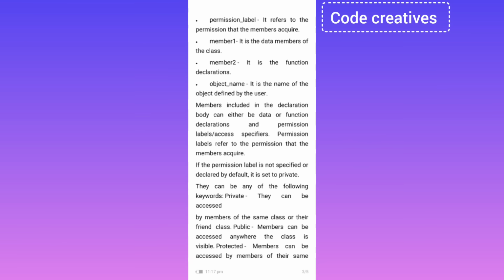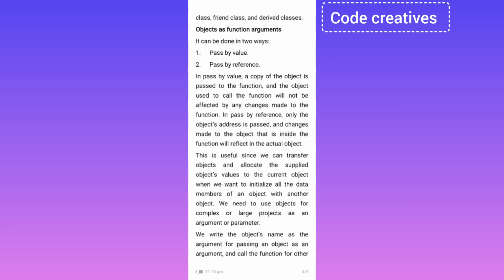So the members included in the declaration body can be either data or function declarations, and permission label, or access specifier, refers to the permission that the member requires. If the permission label is not specified or declared, by default it is private. They can be any of the following keywords: private, public, or protected. First, private members can be accessed by members of the same class or their friend class. Public members can be accessed anywhere the class is visible. And protected members can be accessed by members of the same class, friend classes, or derived classes.